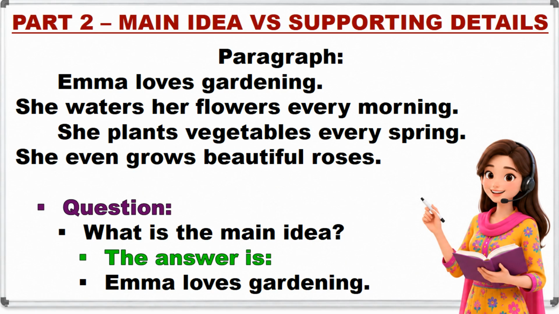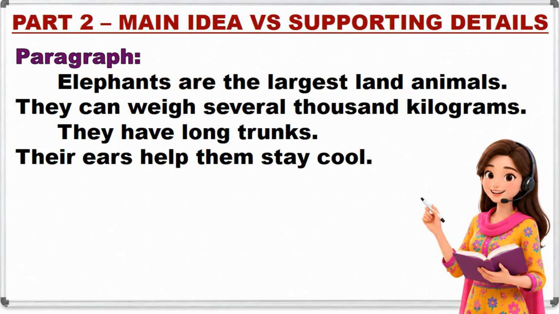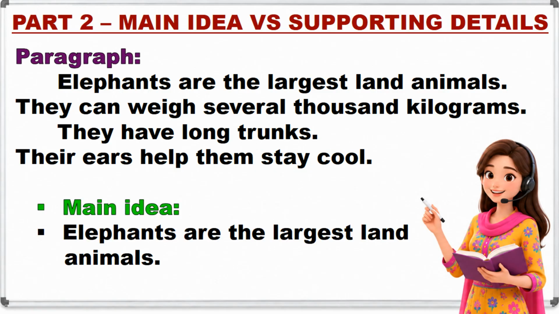Another example. Paragraph. Elephants are the largest land animals. They can weigh several thousand kilograms. They have long trunks. Their ears help them stay cool. Main idea. Elephants are the largest land animals. The other sentences describe elephants. They give extra information.